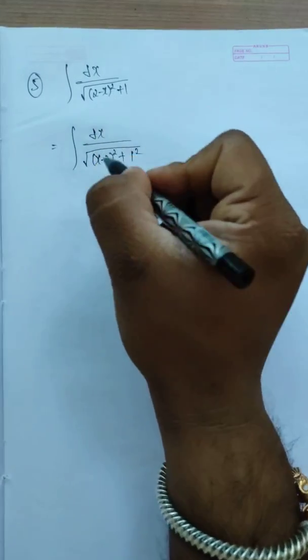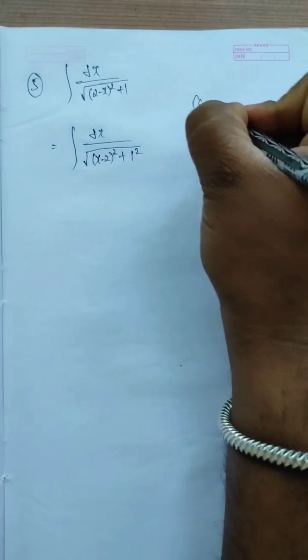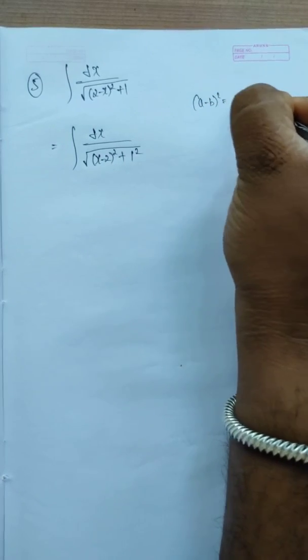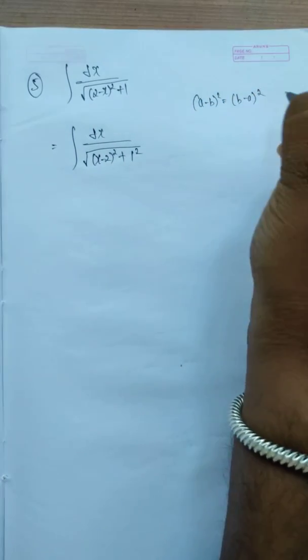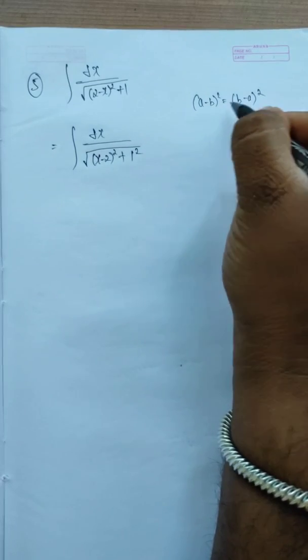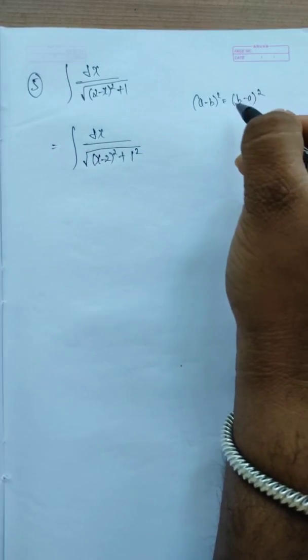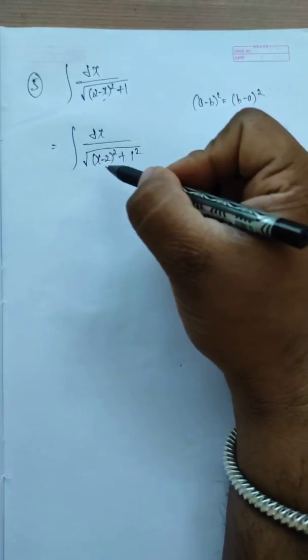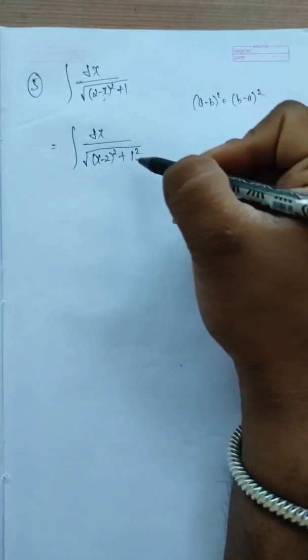So inside, 2 minus x whole square can be written as x minus 2 whole square, so we can write a minus b whole square as b minus a whole square, one and the same. A minus b whole square and b minus a whole square are one and the same. So 2 minus x whole square is written as x minus 2 whole square. 1 is written as 1 square.